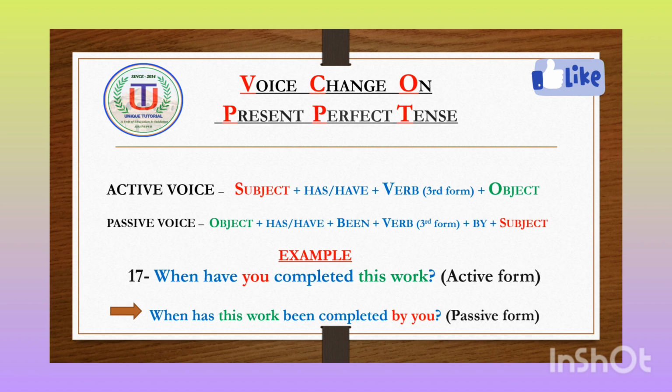This is another example. When have you completed this work? The sentence is in active voice, but the type is different. First is when. So in the passive form, when will be when. Then after when, has will take place as it is in active interrogative. Then the object, that is this work. Then according to the structure, been, then third form of verb, then the subject. So the final answer will be, when has this work been completed by you?